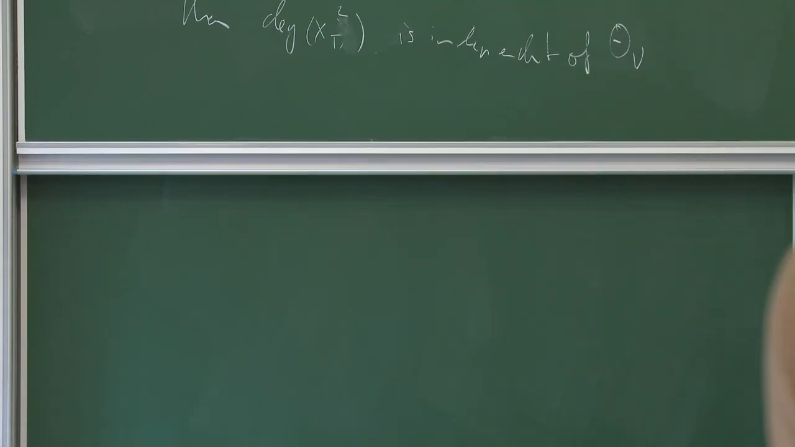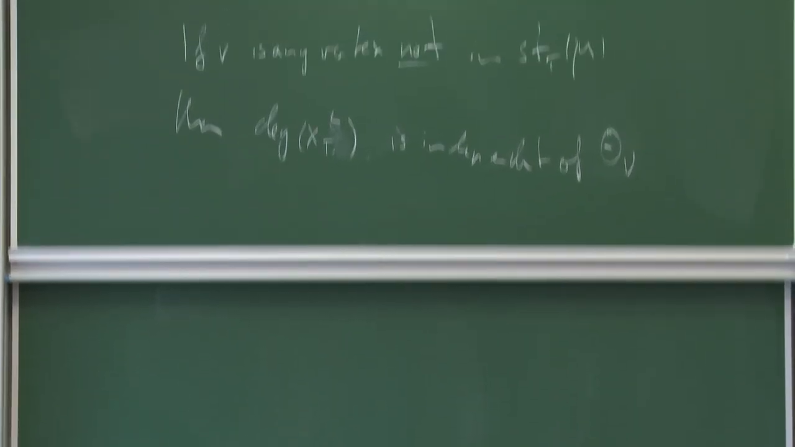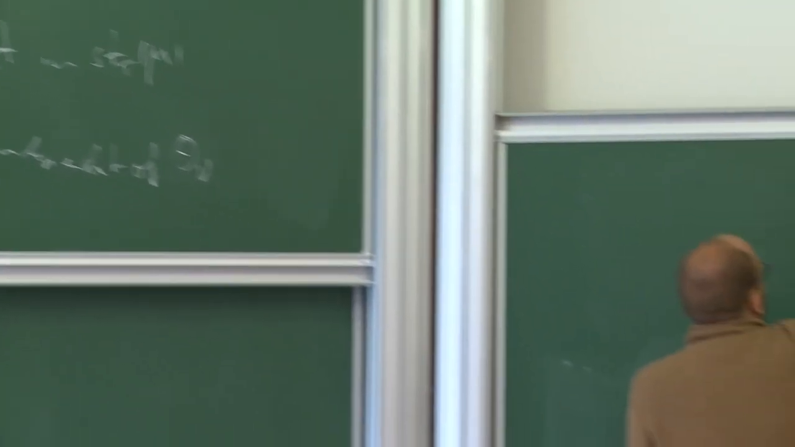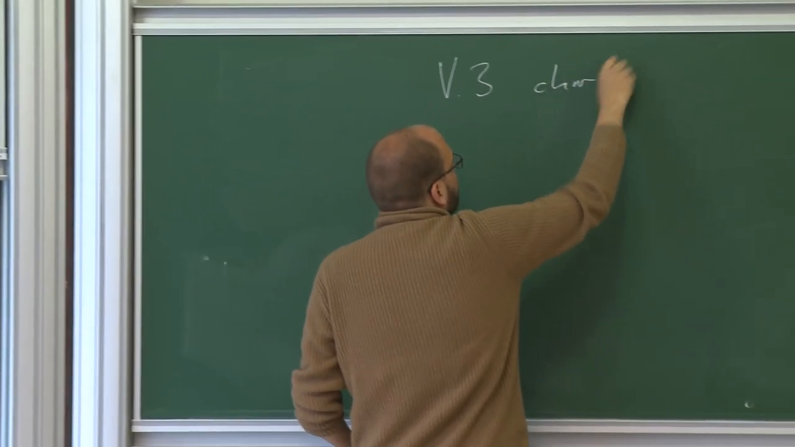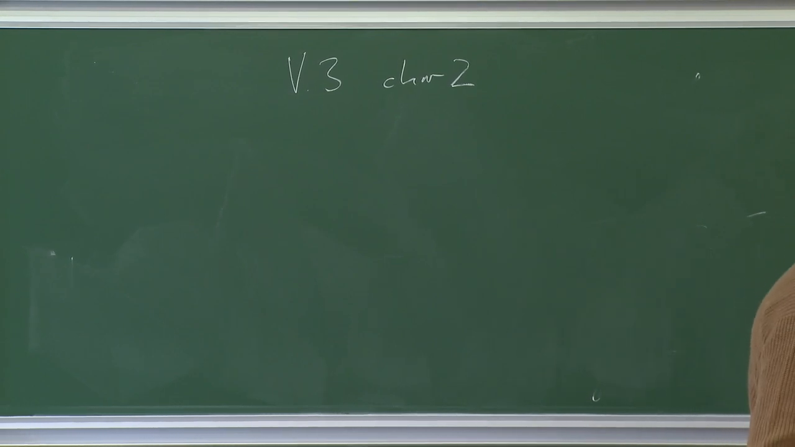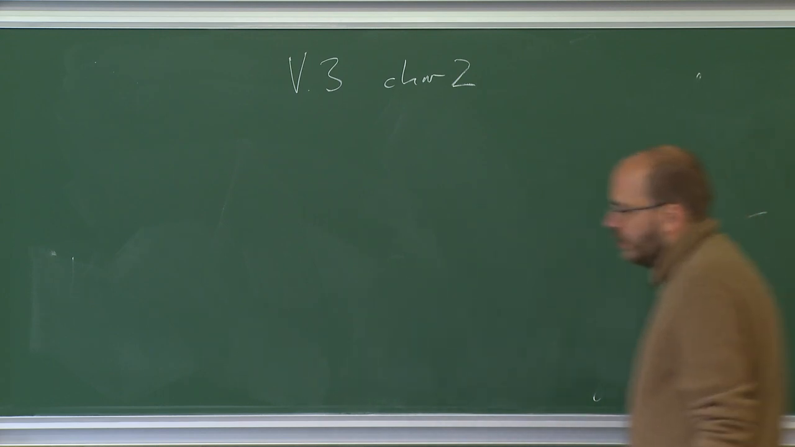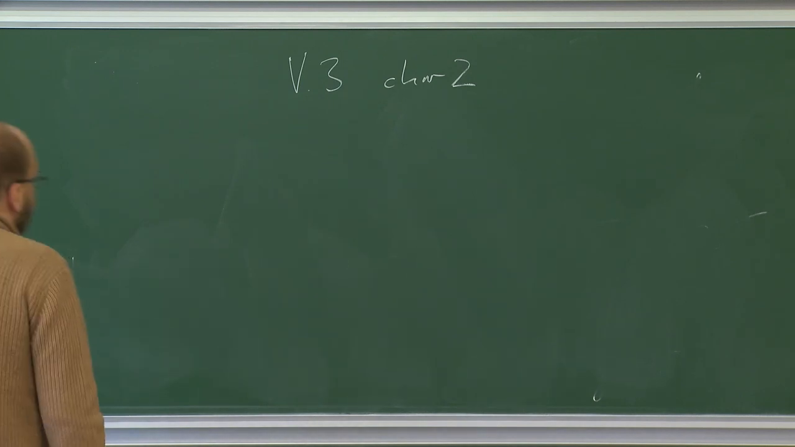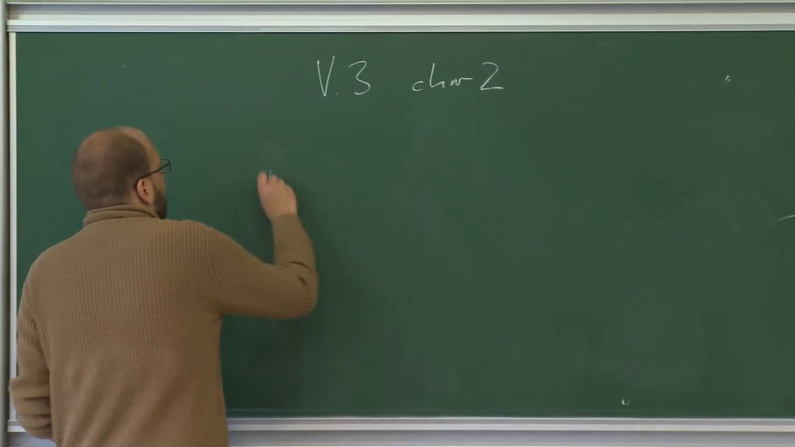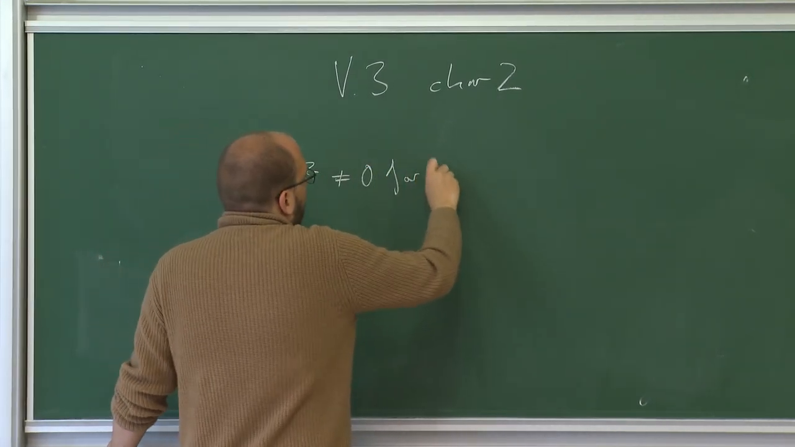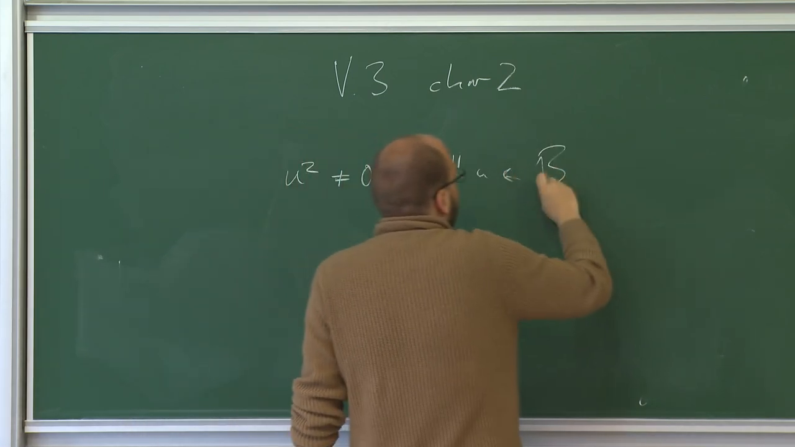Now it gets actually very simple. So let me indicate the characteristic 2 case first, and then I will go to the more complicated formula. So what do I want to prove? Well, in the characteristic 2 case, remember I wanted to prove something stronger. I wanted to prove that u squared is not equal to 0 for all u in B mu.